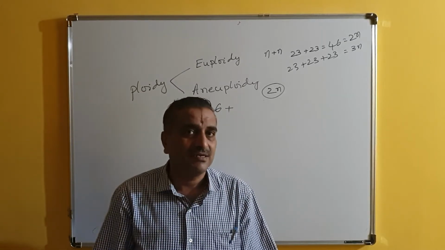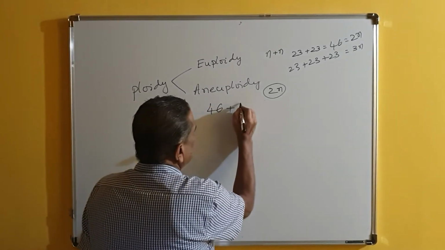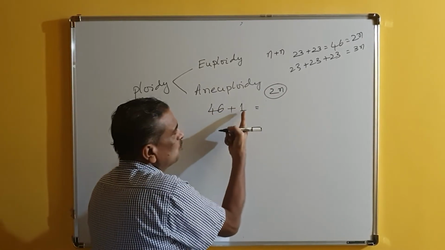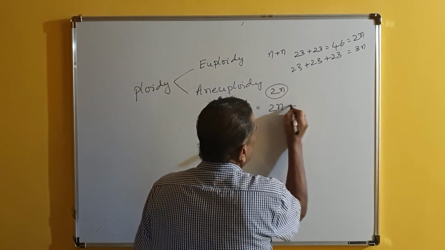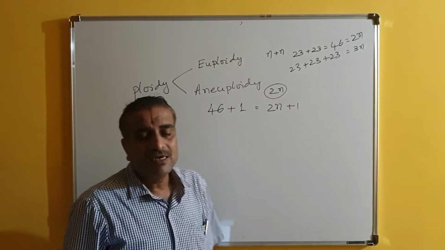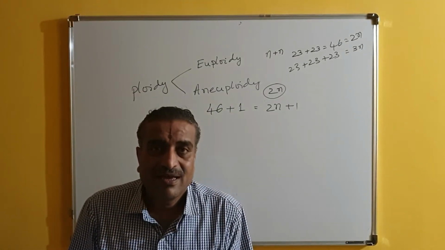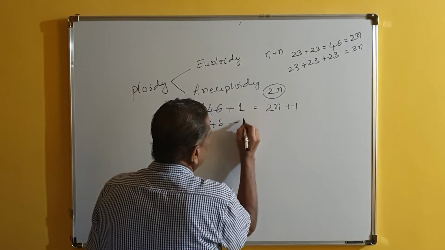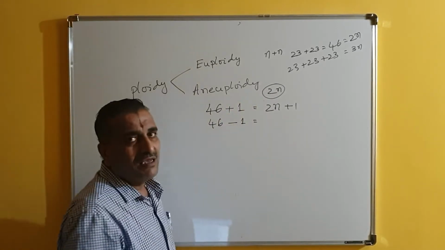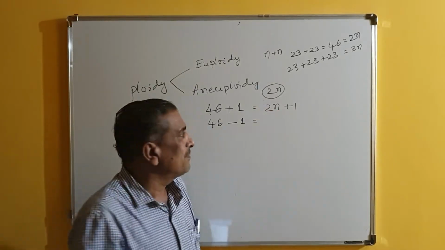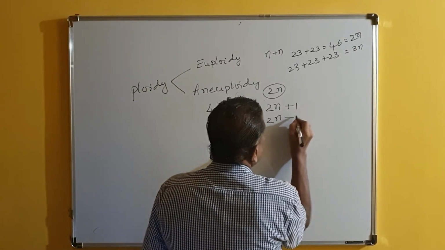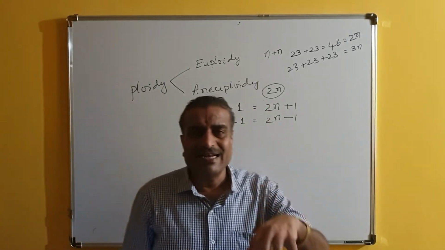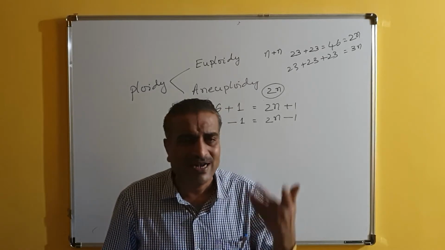For example, if another chromosome is added here, what do you write now? 46 is nothing but 2n, so it is written as 2n plus 1. This is called aneuploidy. For example, 46 chromosomes are there, and one chromosome disappears from the basic set. In that case you write 2n minus 1. Both are called aneuploidy. If 23 are added totally, that is called euploidy. Euploidy is not there here.